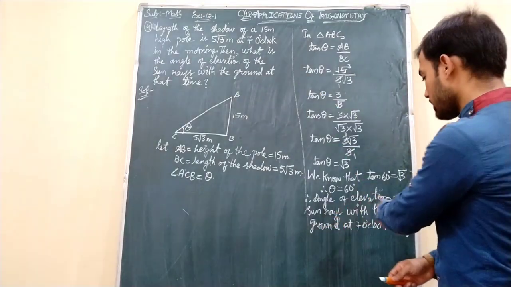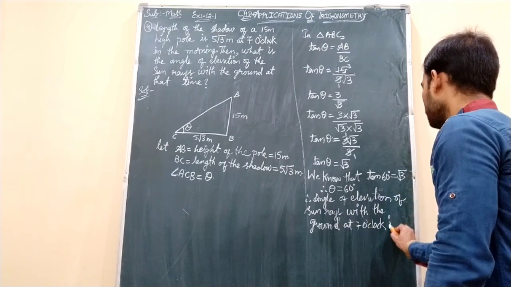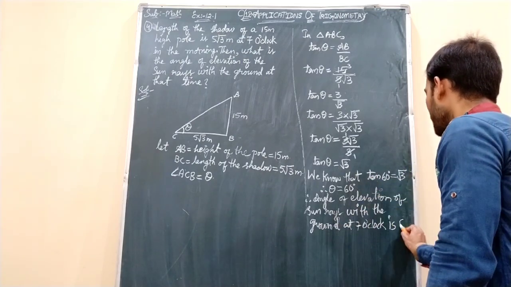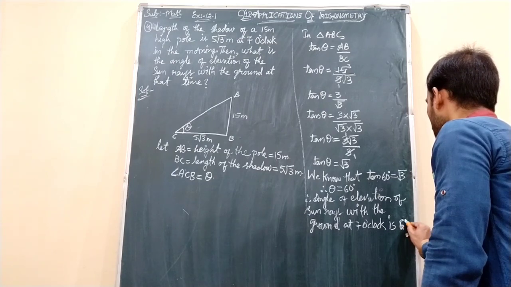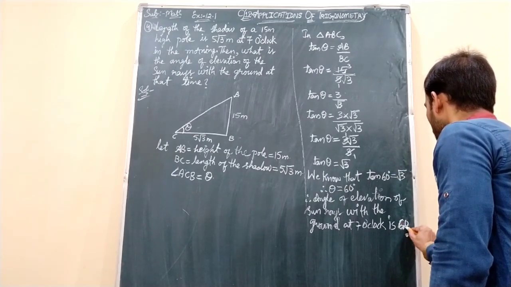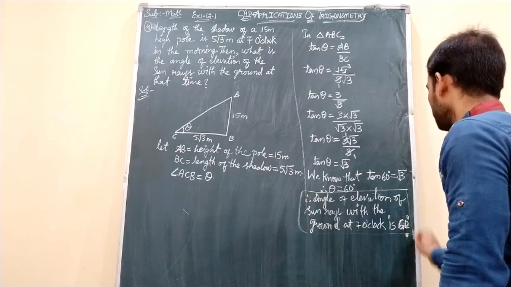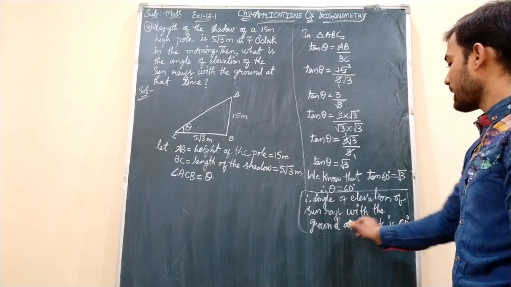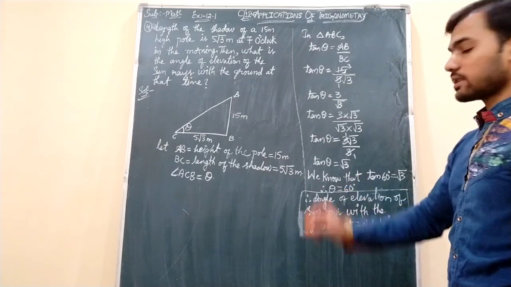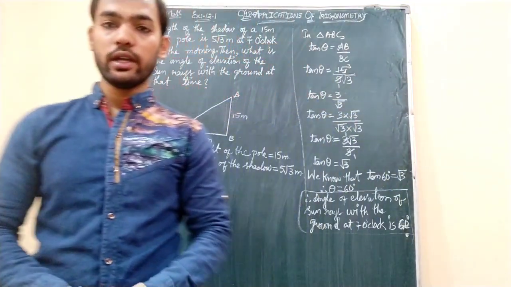So angle of elevation of sun rays with the ground at 7 o'clock is, how much we got, students? We got it as 60 degrees. Okay, then keep it in a box. Angle of elevation of sun rays with the ground at 7 o'clock is 60 degrees. So note down this one, then we will go for the next question.